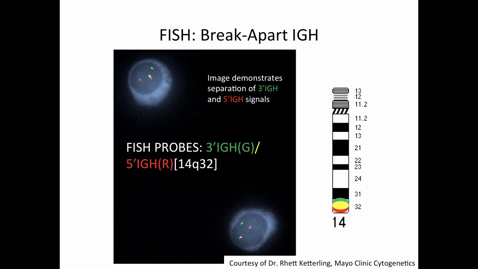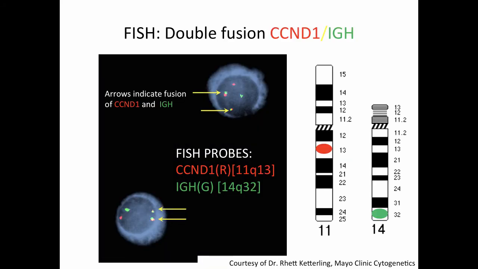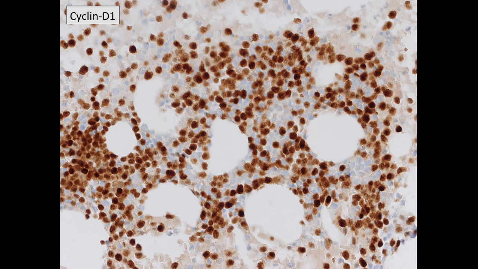Rearrangement of the immunoglobulin heavy chain gene was identified using a break-apart probe. IgH CCND1 rearrangement was identified using double fusion probes, as shown here. An immunohistochemical stain performed on the aspirate clot preparation demonstrates overexpression of cyclin D1, as expected as a result of the CCND1 gene rearrangement.